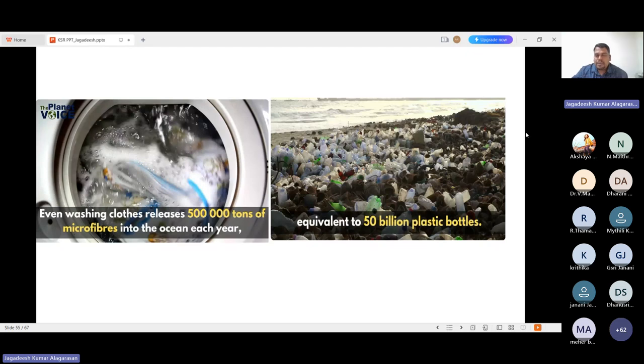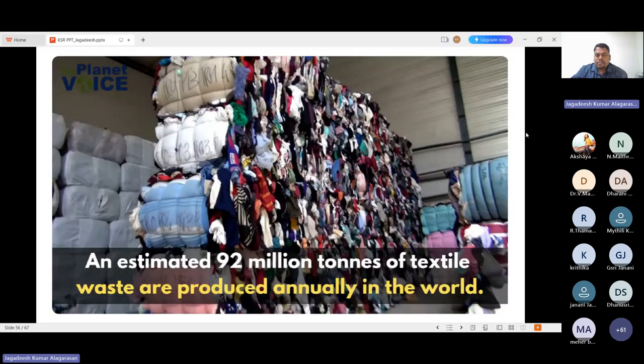So equivalent to 50 billion plastic bottles, just imagine. An estimated 92 million tons of textile waste are produced annually in the world. You must know about this. So how much dumping over the waste class.